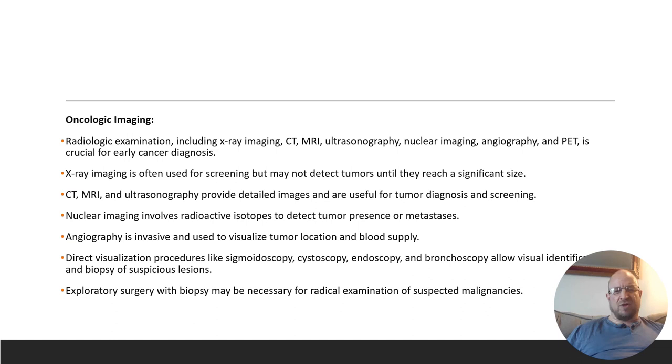Direct visualization procedures like sigmoidoscopy, for the sigmoid colon, cystoscopy, going into the urethra and to the bladder, endoscopy, up through the mouth, through the esophagus to the stomach, and bronchoscopy into the bronchi, into the lungs, allow visual identification and biopsy options. And the doctor could also do exploratory surgery with biopsies to further examine suspected malignancies.